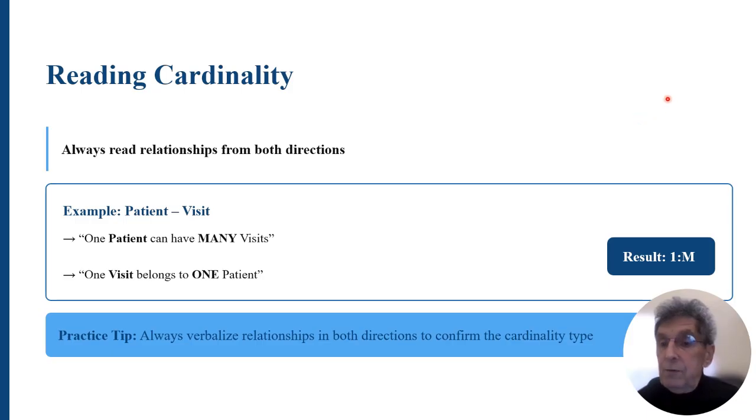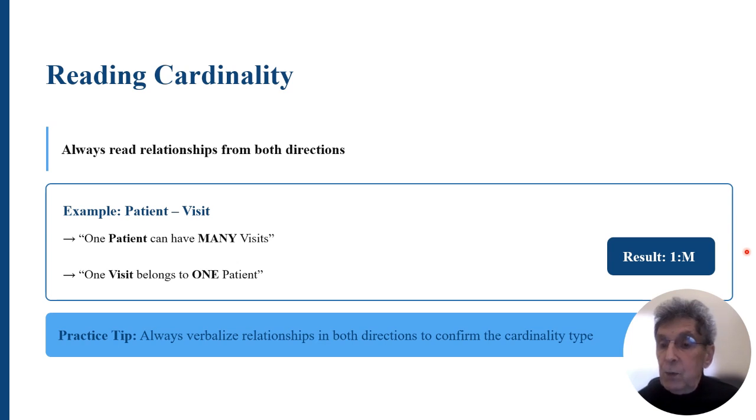Second direction: one visit belongs to how many patients? A visit is a single encounter. It belongs to a single patient. Combining both directions, one patient has many visits, so we call this a one-to-M. Always read both directions.